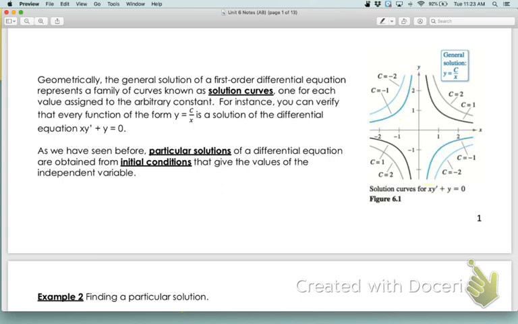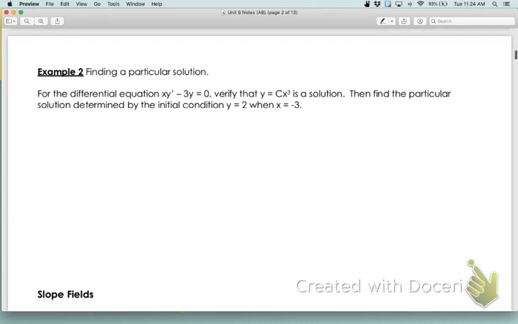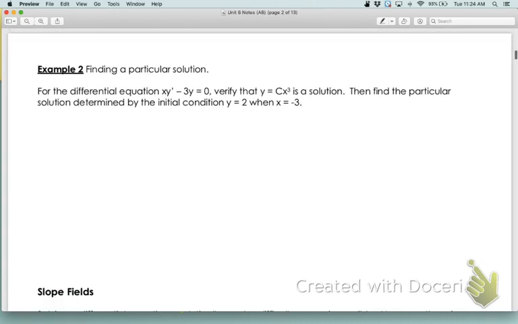It's just different transformations. So if we are given an initial condition, then we can determine the particular solution that goes with that initial condition. And so that's what we're going to look at here is just a couple examples of, well, just one example of that for today.